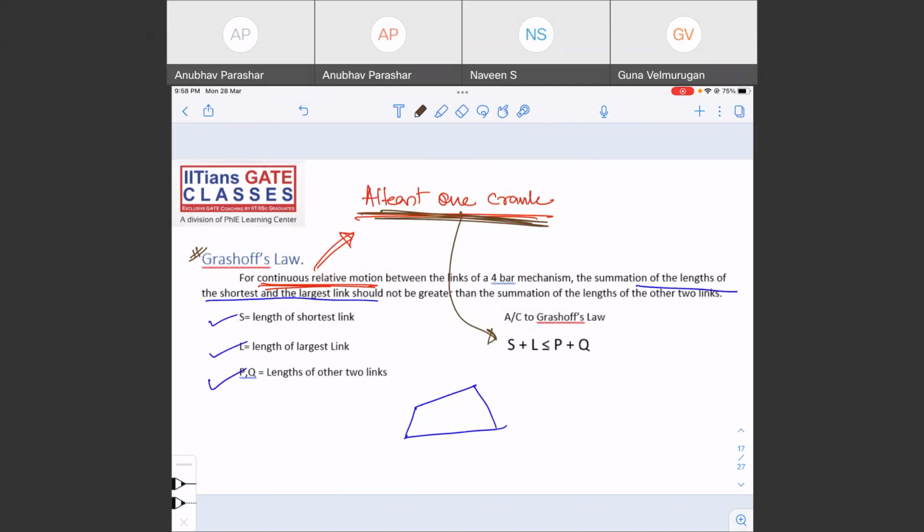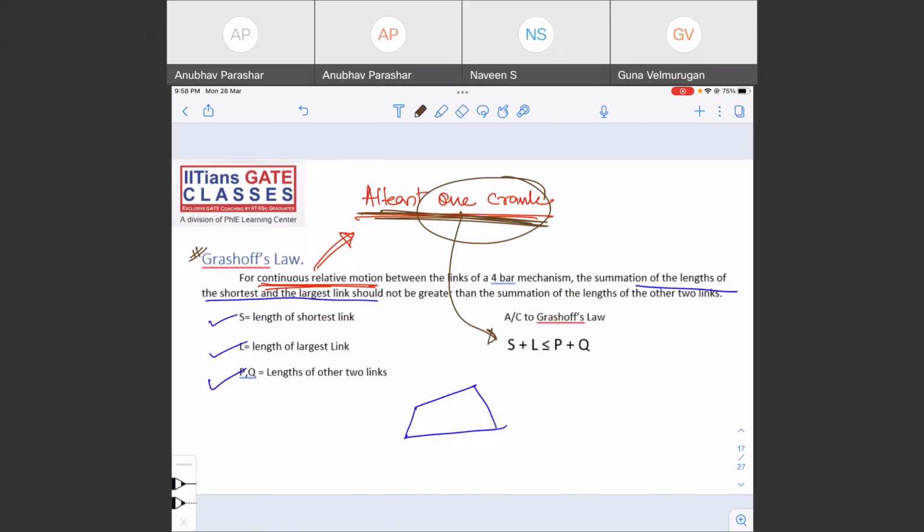Right? So let's see: if Grashof's law is satisfied, is it that you will always get at least one crank? No, it is not so. If Grashof's law is satisfied, will you always get one crank? No. But if you want one crank, Grashof's law has to be satisfied. If you want at least one crank, this law has to be satisfied. Otherwise, you will not get it.